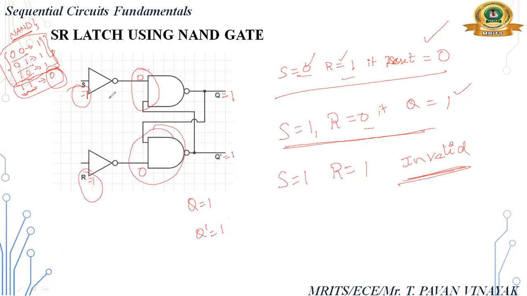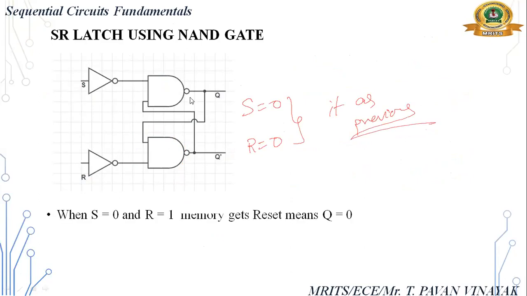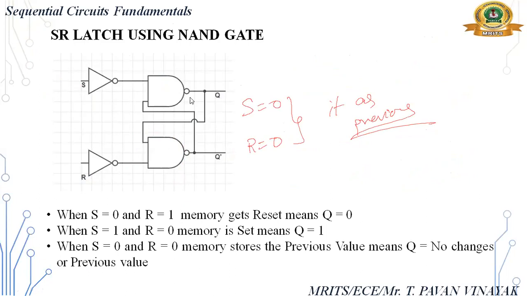Previously, when S is equal to 1, R is equal to 1, we got Q is 0, Q bar is 0, because that is NOR gate. Here we are using NAND gate, so we get Q and Q bar both 1. And next, for S is equal to 0, R is equal to 0, it acts as previous state.